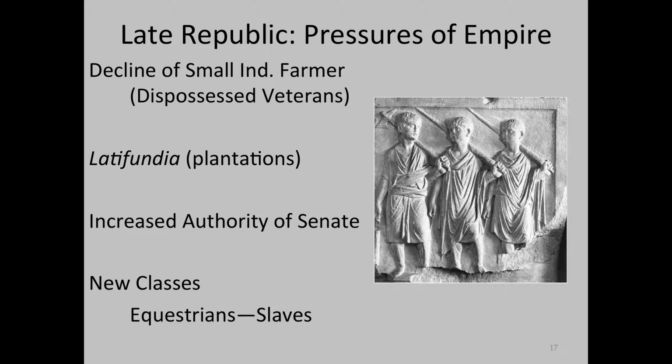But even more significant is the rise of the equestrian class. The equestrian class is made up of wealthy individuals. It's sort of a nouveau riche who were very wealthy. They typically did not serve in the Senate because of social snobbery, but their preferred area of operation was finance. Okay, so the equestrians were often richer than the old patrician class.